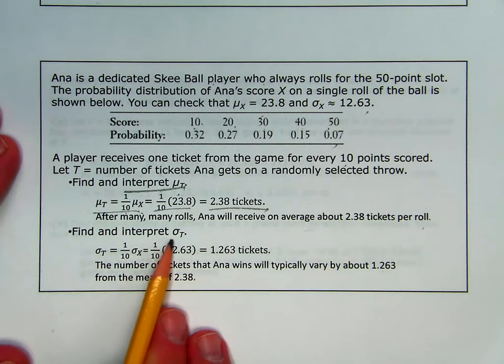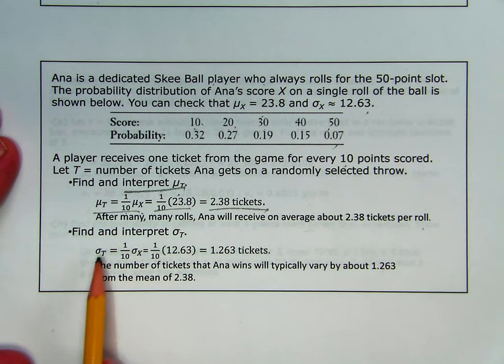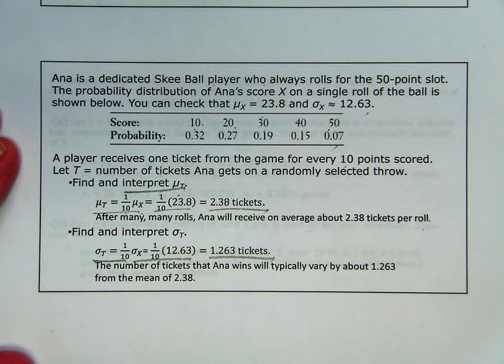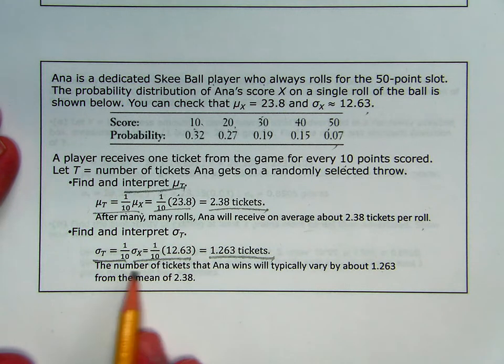Okay, find and interpret the standard deviation. Well, standard deviation is affected by the multiplication. Blank formula, plug in the numbers, final answer with unit. The number of tickets that Anna wins will typically vary by about 1.263 from the mean of 2.38. When you're interpreting standard deviation, the wording that you want to use is "will typically vary from the mean by about." You have to have the context. We're talking about number of tickets, and refer back to that mean that we already figured out.